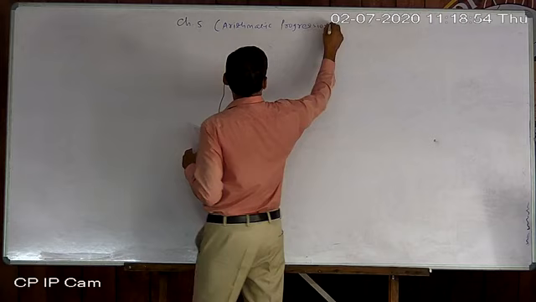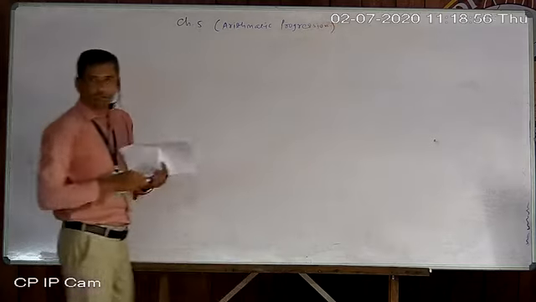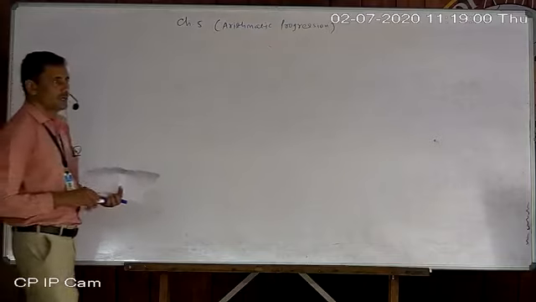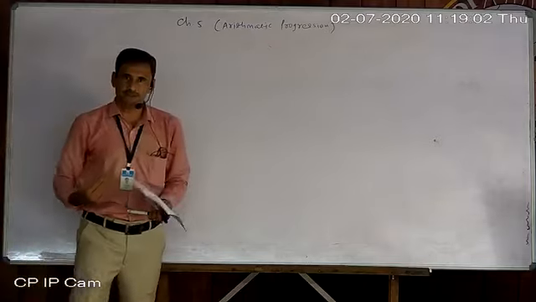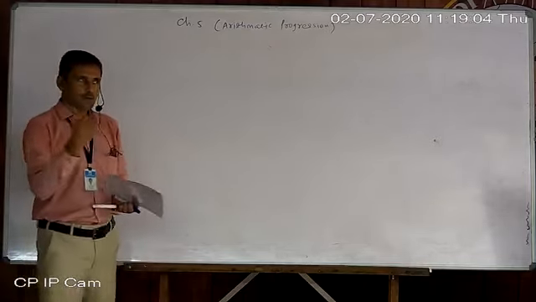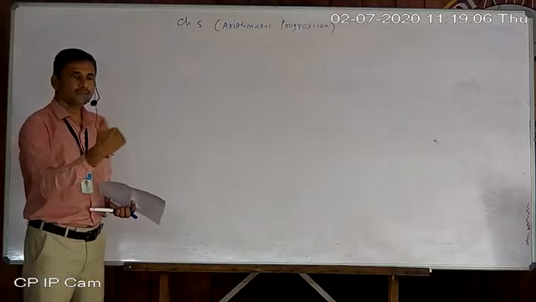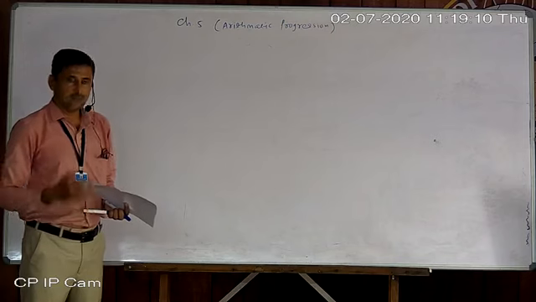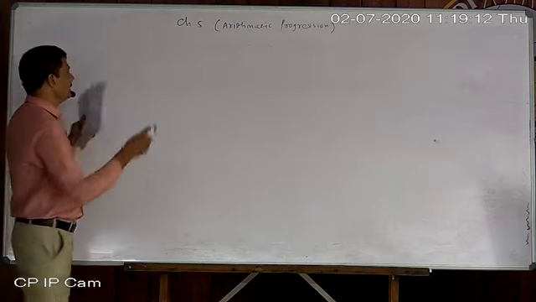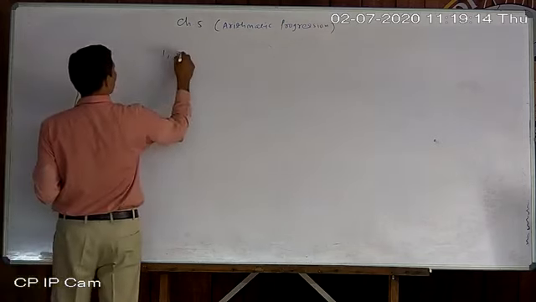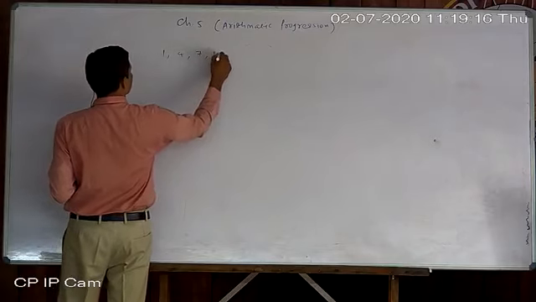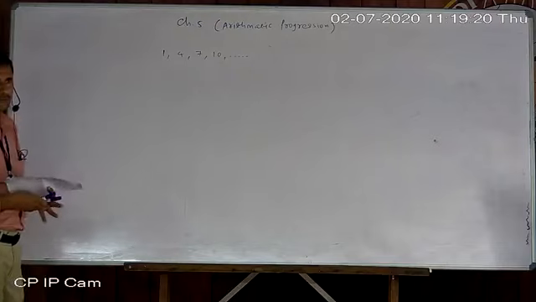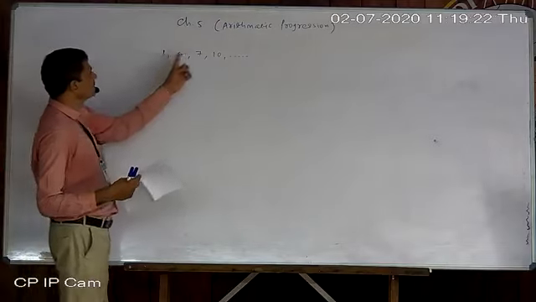Now what is meant by arithmetic progression? Actually, arithmetic progression is nothing but a type of series which progresses by something being added. Suppose I say 1, 4, 7, 10, then this is an arithmetic progression. Why? Because 3 is added there.